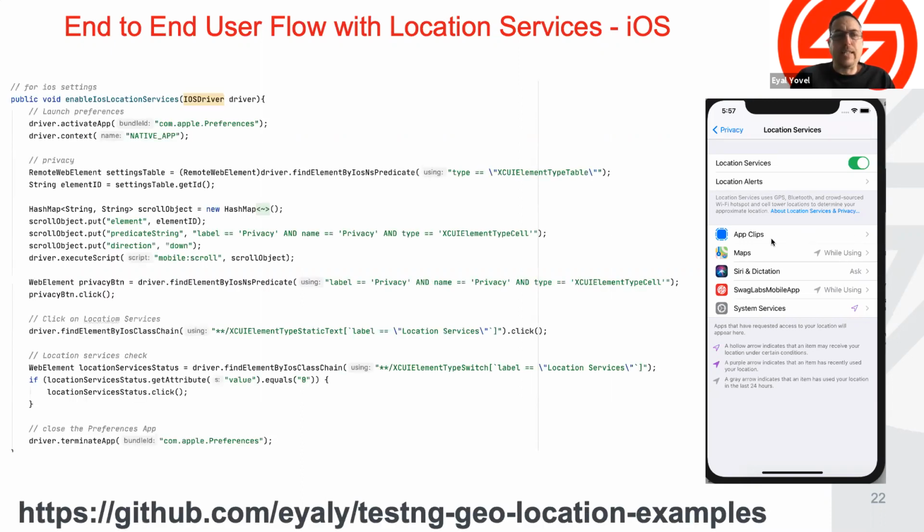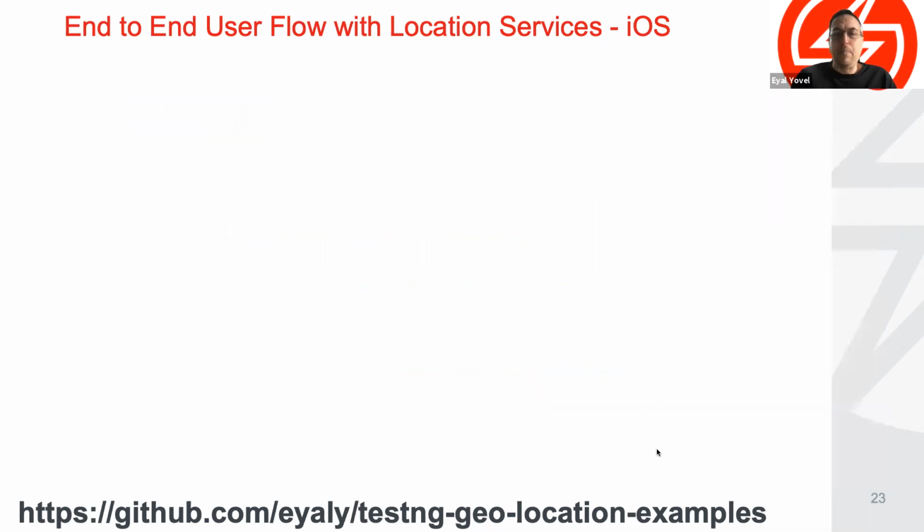So this is code that I developed in Java that opens the settings and checks whether location services is enabled. If it's not, it will click and enable location services. This example can be found in my public repository. And very quickly about this code.